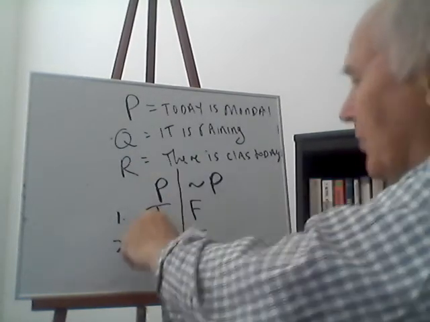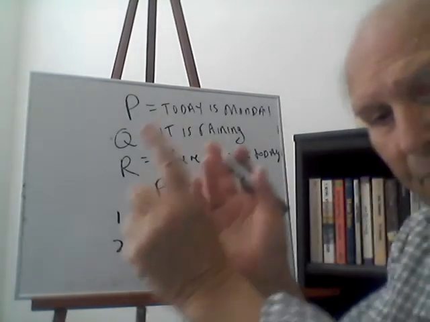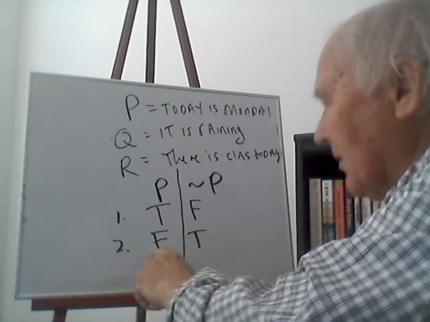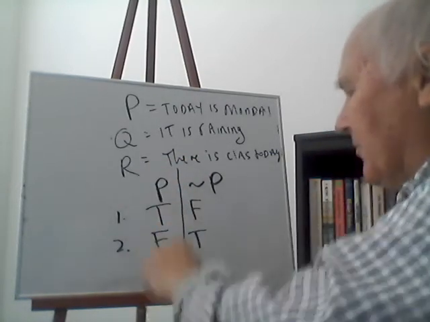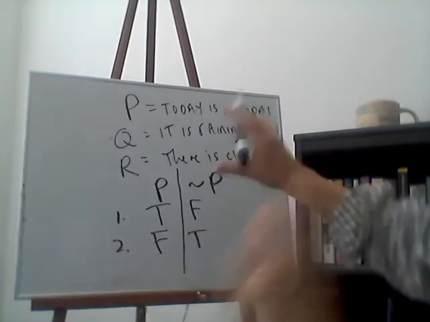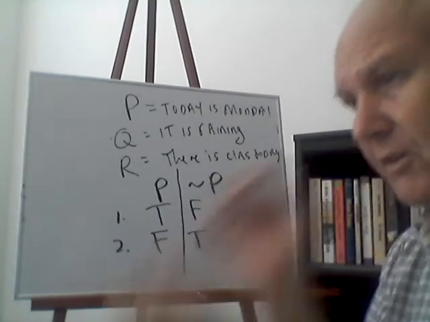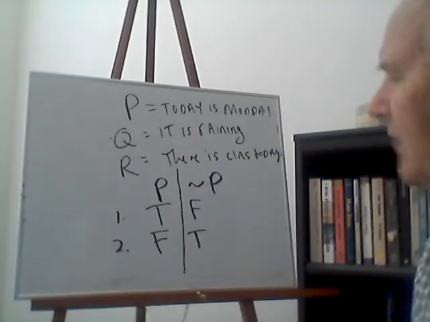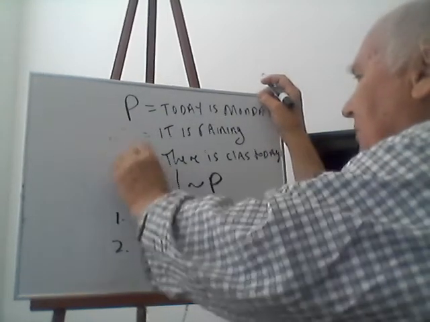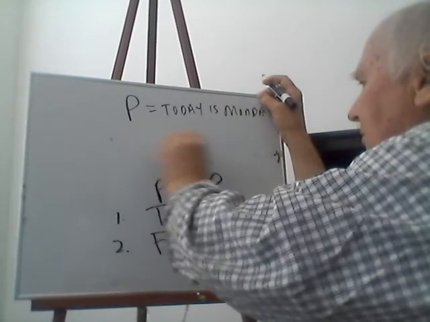today is not Monday has to be false. You switch. If it's false that today is Monday, then it's true that today is not Monday. So this is really the simplest operation you can do in propositional logic, just negating the truth values of statements. Now I'll cross out the U and the R. I'll just stick with the today is Monday here because I want to draw some other stuff.